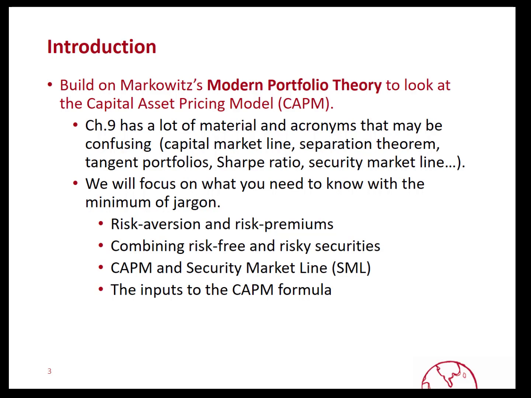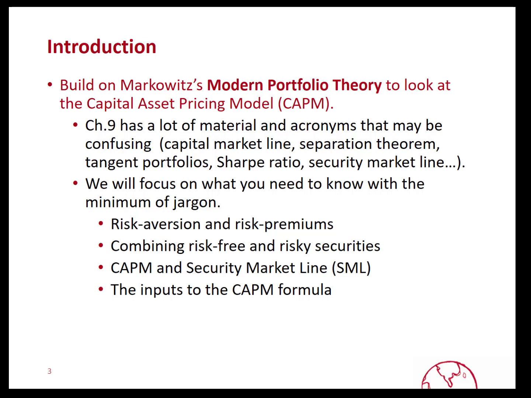So recall that Harry Markowitz was awarded the Nobel Prize for his work on modern portfolio theory, which talked about how we can diversify risk by adding stocks together in what is called a portfolio. This is going to be the basis for the creation of the capital asset pricing model, which was developed by William Sharpe. So chapter 9 in this text has a lot of material and acronyms that are confusing.